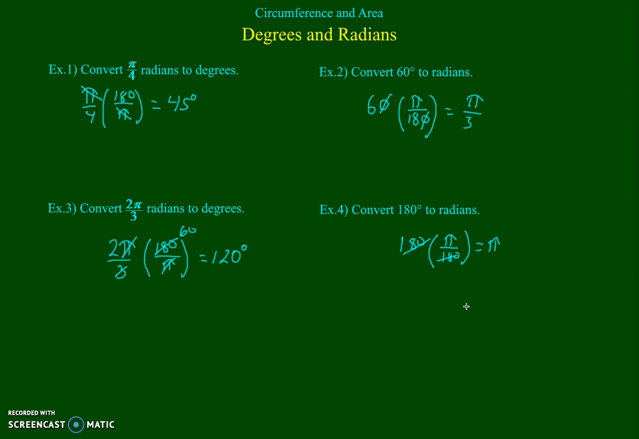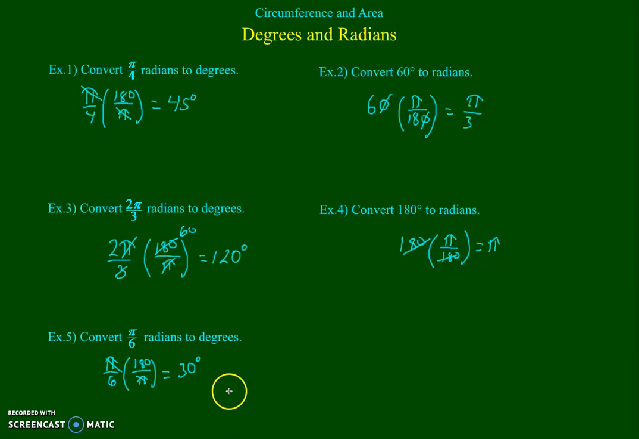And one final example. Here we're converting pi over 6 radians to degrees. So pi over 6, that's a small number, we've got to make it bigger. So 180 over pi. The pi's cancel out. That's a 6, by the way. And 180 divided by 6 is 30 degrees. And that's how you do conversions.